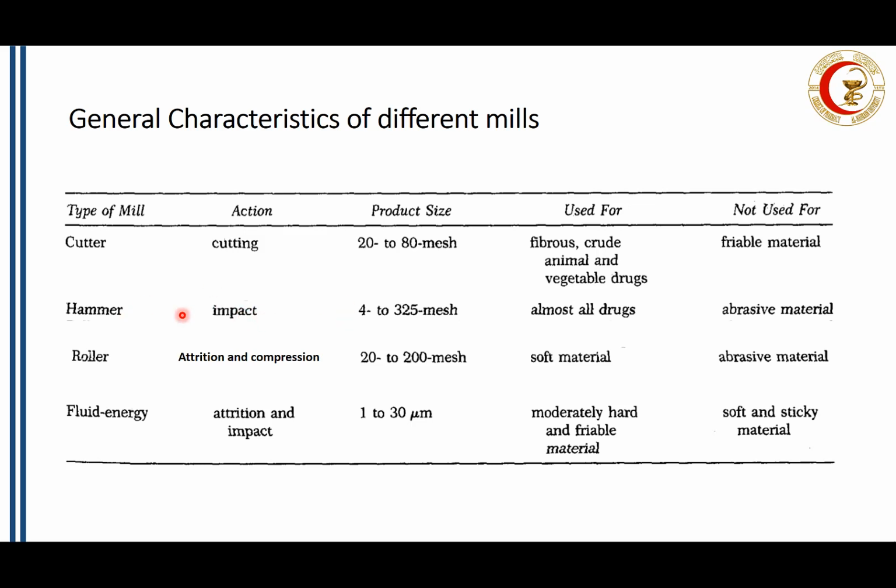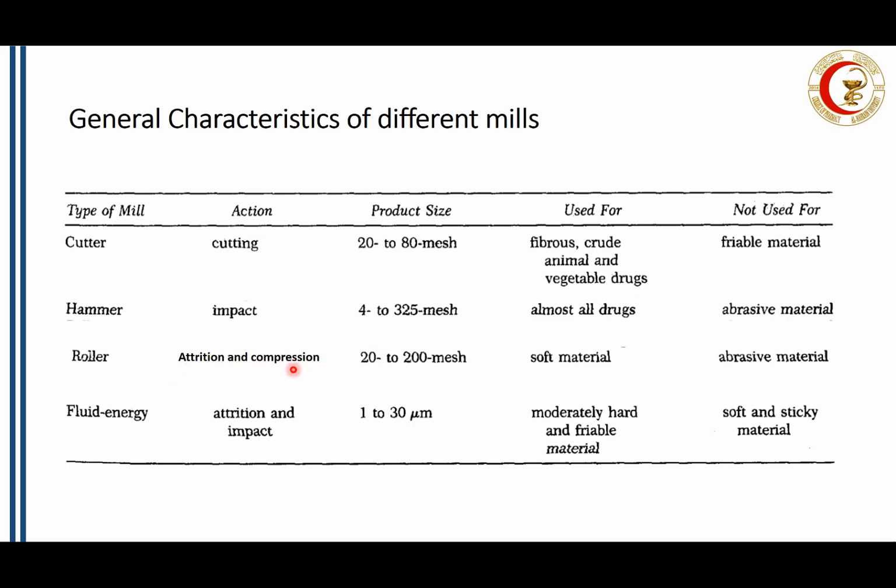This machine usually produces a small product size from 4 to 325 mesh. It can be used for almost all drugs except for abrasive material. That is the very hard material that causes damage to the surface, because when it is hit by the hammer it will be damaged, and then when the material reflects and moves against the grinding chamber, it will also cause damage to the grinding chamber.